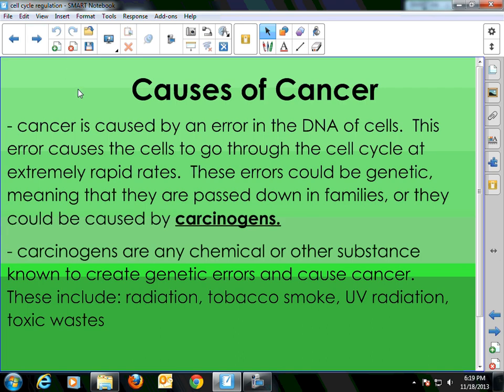What causes cancer? Well, cancer is caused by an error in the DNA, particularly the DNA that controls the rate of cell division. And whenever that occurs, the cell is not going to function normally. And so there's a problem there. This could be caused by an actual gene that's inherited through families. They're called oncogenes, and that can cause cancer rates to be much higher in certain individuals, certain families.